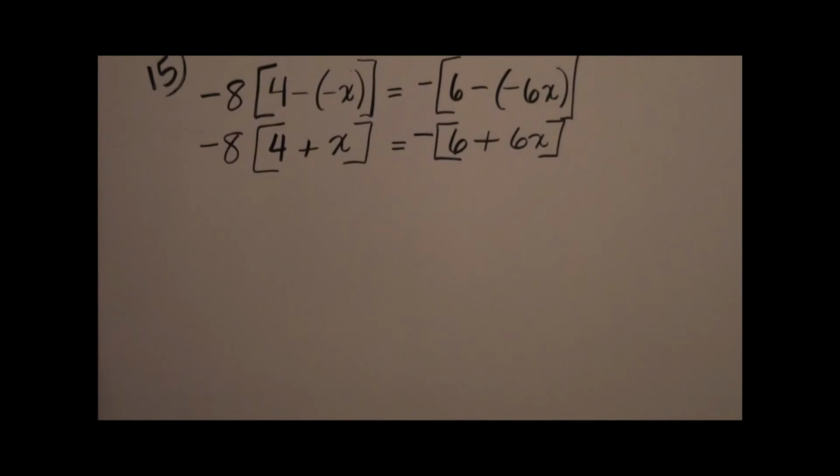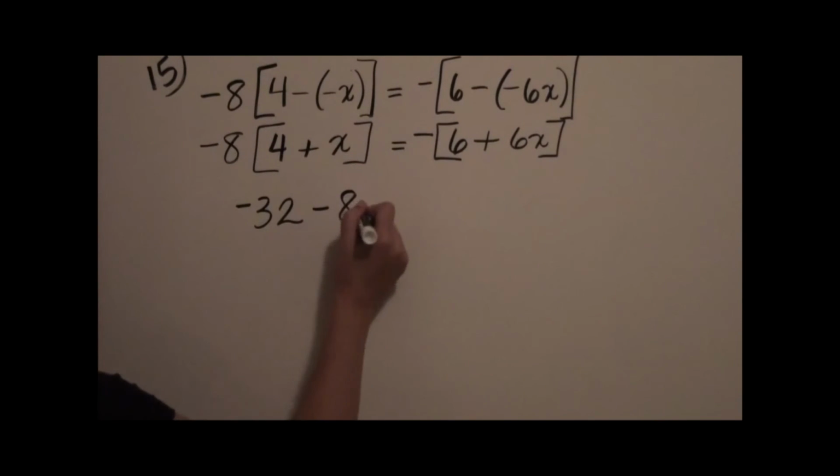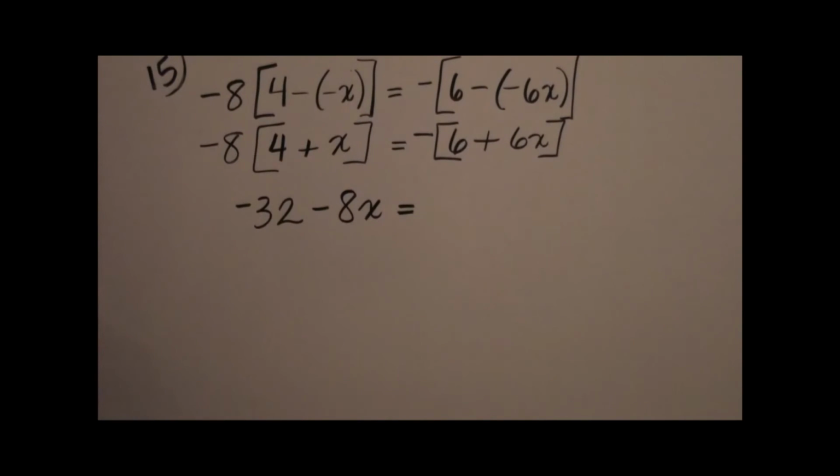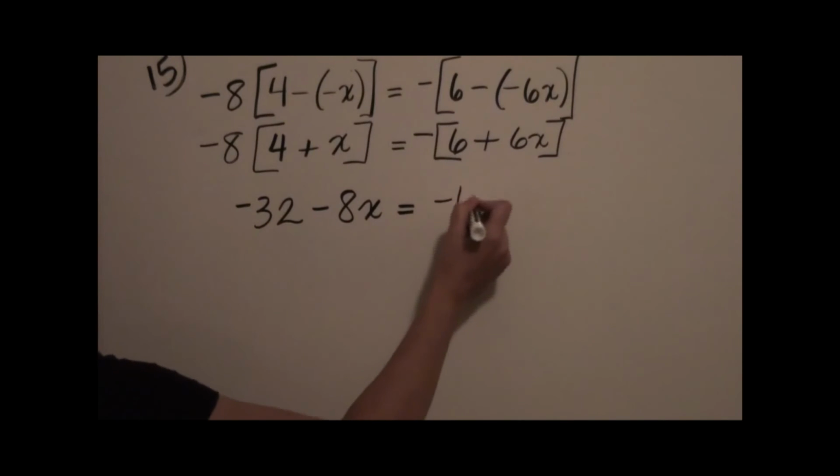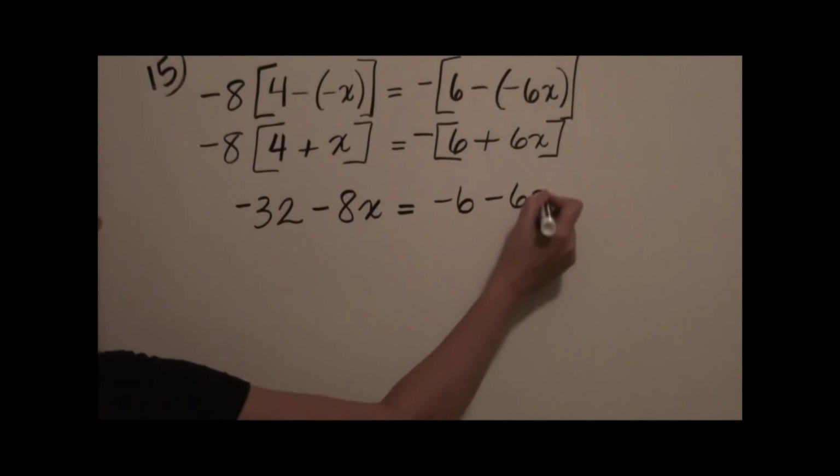So now I've simplified. Just think about those brackets as being parentheses. Distribute the negative 8. Negative 8 times 4 gives me negative 32. Negative 8 times positive x gives me minus 8x. Negative on the outside of the bracket, remember that's like multiplying by a negative 1. It's just going to change the sign of each term inside the bracket. So I get negative 6 minus 6x.